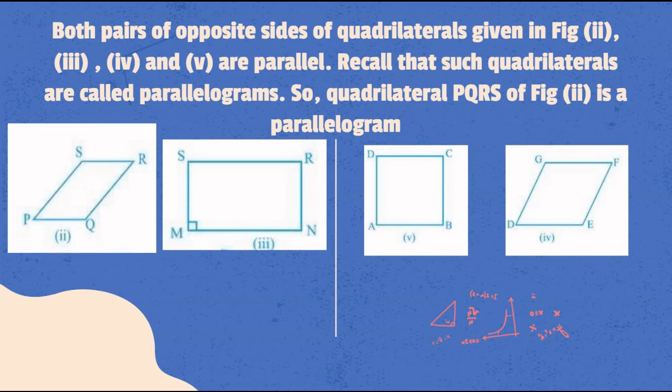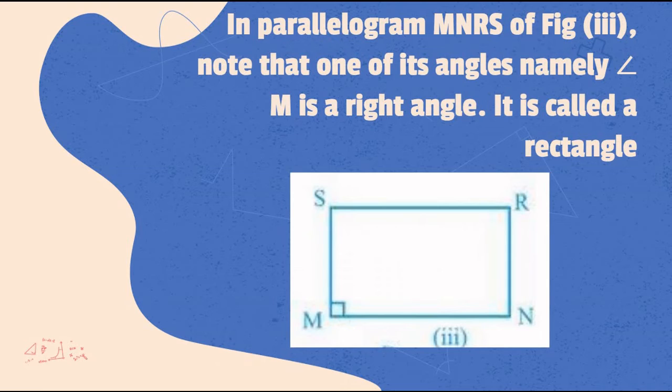So a parallelogram is also a type of quadrilateral. And then in parallelogram MNRS of figure 3, note that one of its angles, namely M, is a right angle. So it is called a rectangle. So wherever you see a right angle in a parallelogram, you can just write it as a rectangle. That's it. It's as simple as that.